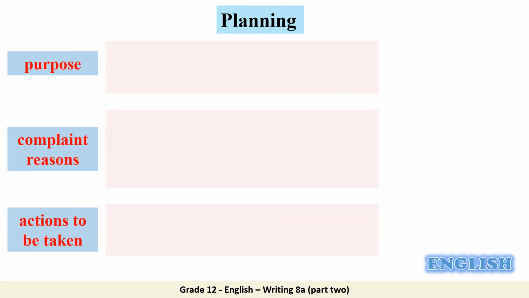One very important thing to do before you start writing is to plan your writing. You need to make sure that you understand how many paragraphs should be there in your writing, what should be included in each of the paragraphs. For now, I want you to decide on the product you will be complaining about, the problems with the product, and the actions you want to be taken. Pause the video and plan your writing.